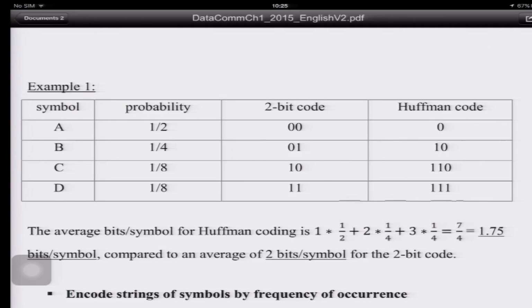Then if you do the two-bit code, this is the usual one, the easiest one that we can do. There are 4 different cases, so we can use 2 bits to represent them. A is 00, B is 01, C is 10, and D is 11. But if you do Huffman code, you can see that the lengths of the codes are not the same. A uses only 1 bit, B uses 2 bits, and C and D use 3 bits.